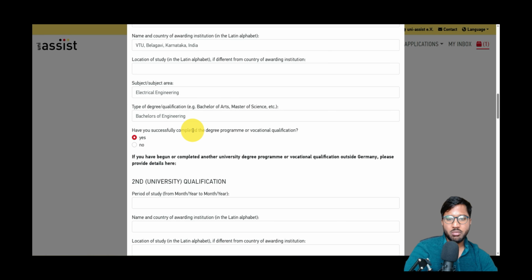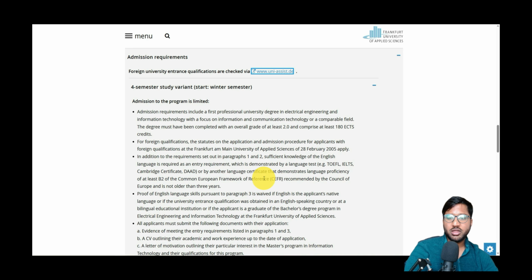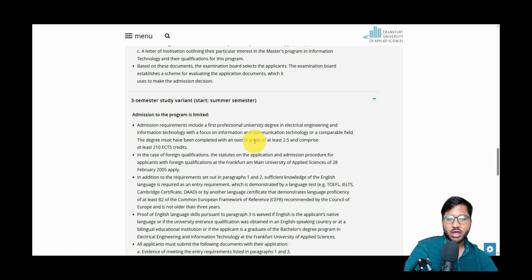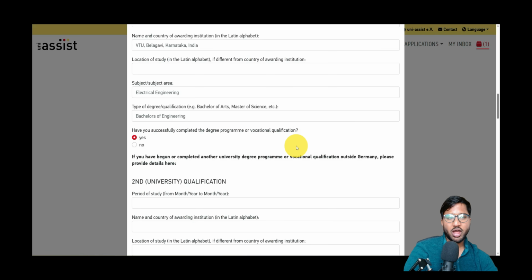And have you successfully completed the degree? Yes. People who have not successfully completed are not supposed to apply here. Why? I'll tell you why. In the requirement analysis, they clearly mention that the degree must be completed with an overall grade of 2.0. You have to have completed your degree with at least a 2.0 GPA for the winter semester if you are applying for the 4 semester course. If you are applying for the 3 semester course, then you need an overall grade of at least 2.5 after completion. If you are still studying, then you cannot apply. I'm sorry, you need to have completed.